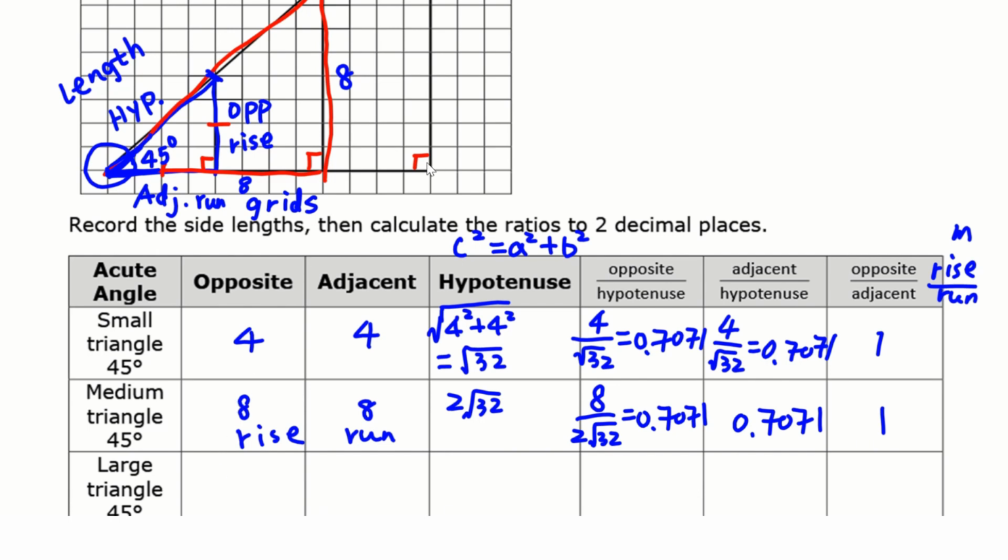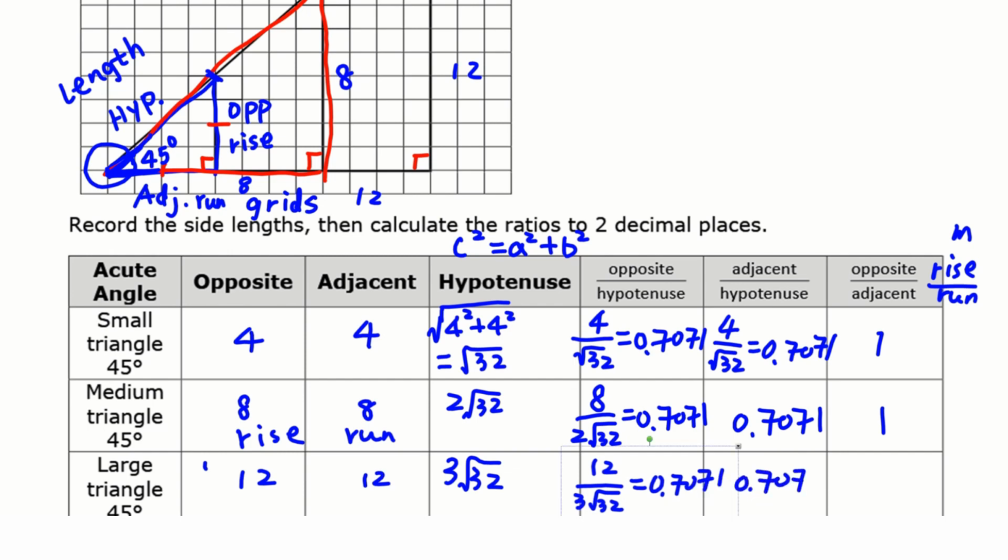So for the largest triangle, it is 12 for the opposite and adjacent. So this is 3 times the smallest triangle. So the hypotenuse will be times 3. The scale factor is 3. Then 12 over 3 square root 32, you will see it gives you the same ratio. And this is 1. And the common thing is the angle is the same, 45 degrees.